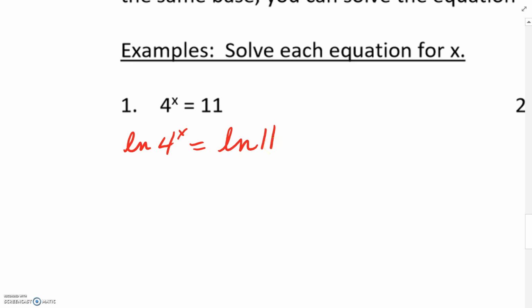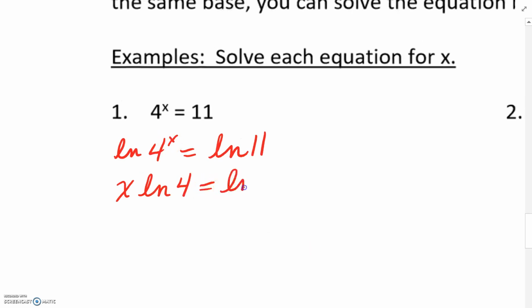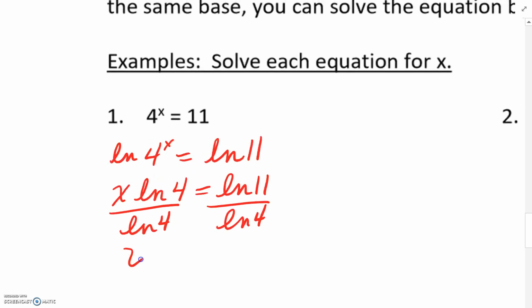Once you take the log of both sides, use your power property to move this x out front and make it the coefficient. That's the whole reason why we take the log of both sides. That's to get the exponent or the variable out of the exponent. And then to solve for x, we would divide both sides by the natural log of 4. So x is the natural log of 11 divided by the natural log of 4.